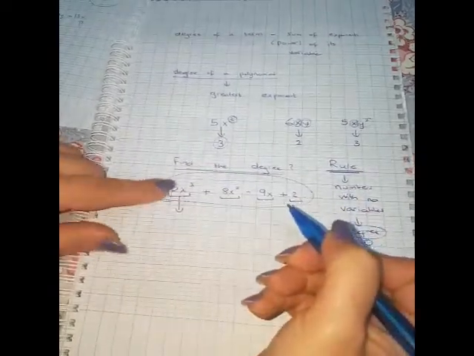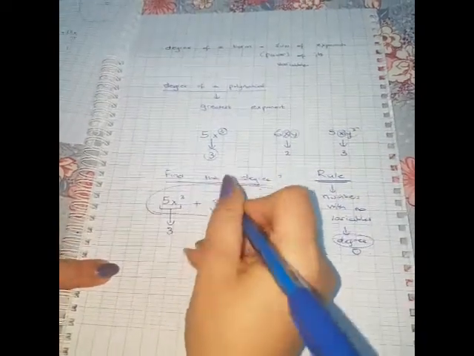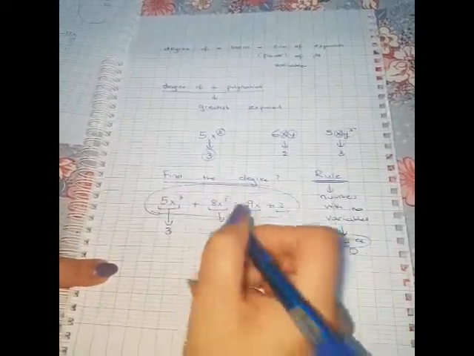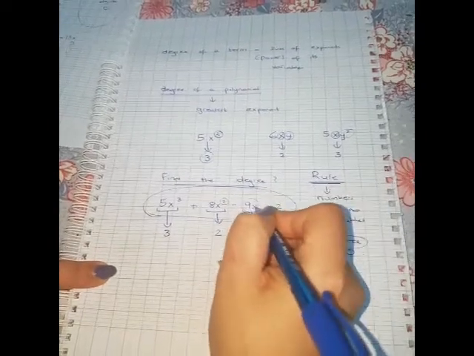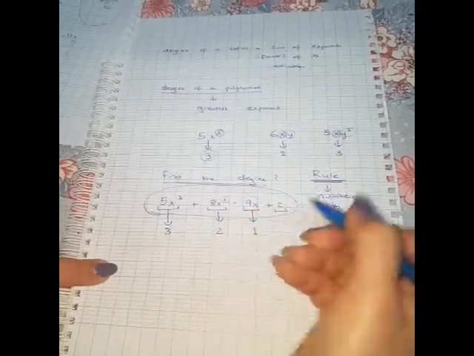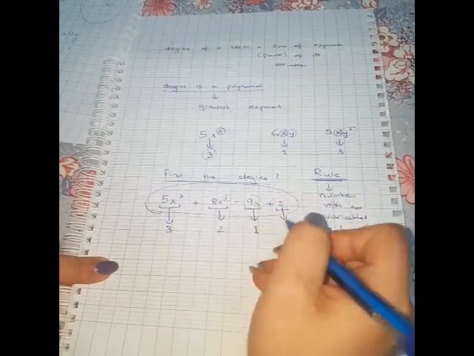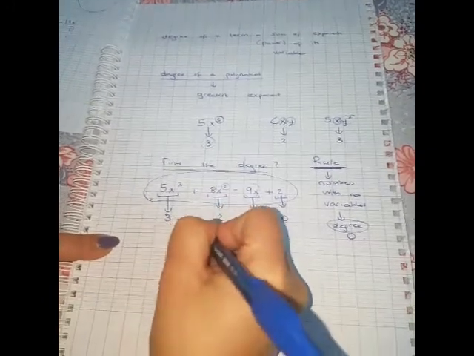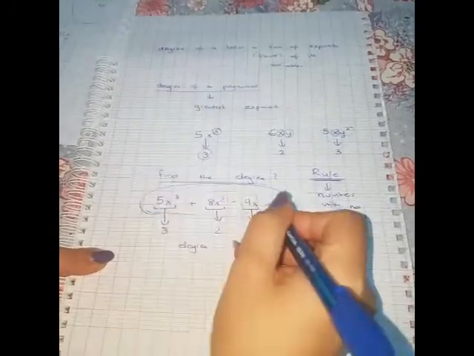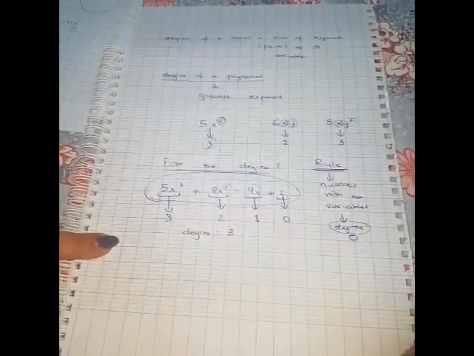What is the degree of the first term? It's the power of 3. What's the degree of the second term? It's to the power of 2. What is the degree of the third term? It's only an x, so it's power of 1. What's the degree of the fourth term? It doesn't have a variable, so it's of degree 0. So if they ask me to find the degree of this polynomial, which is the largest or the greatest? It's 3. So the degree is 3.